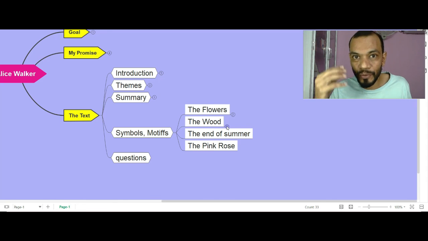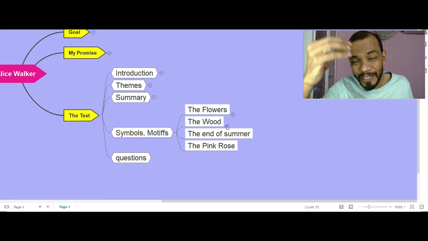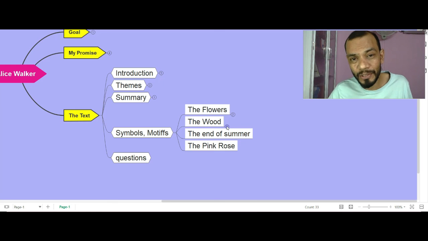If you look at the location of the pink rose, it is very close to the skull of this man. So Alice Walker wanted to tell us that even good things can come out of bad things, that is, violence. In other words, she says violence is not the end of the world. Violence can only bring violence, so you have to remain peaceful. So that is the other one.